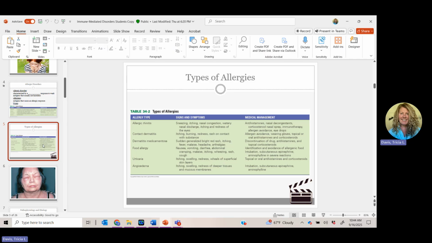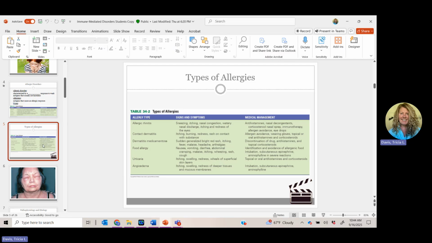Then patients can develop a contact dermatitis. This is where it's a little bit more involved, maybe some itching, some burning, redness. They might have a rash on their skin wherever they came in contact with that allergen. And how we would treat those is we would obviously tell them to avoid those allergens. They can wear gloves. We can treat with topical or oral antihistamines, and then corticosteroids as well.